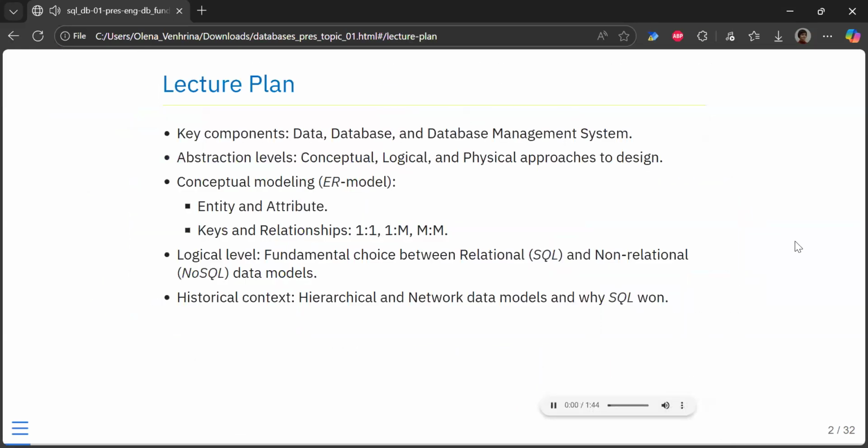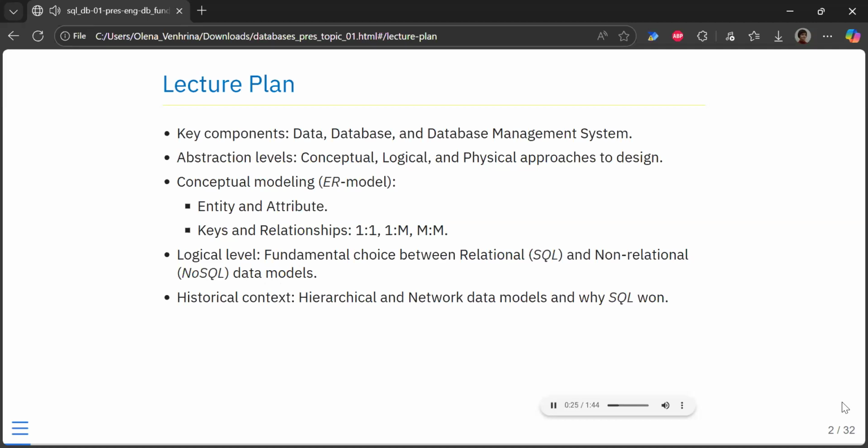Here is our plan for today. First, we must agree on terminology. We will clearly distinguish three fundamental concepts: data, database, and database management system. In everyday language, these terms are often confused, but for an engineer, understanding the difference between semantics, data, structure, DB, and technology, DBMS, is essential.